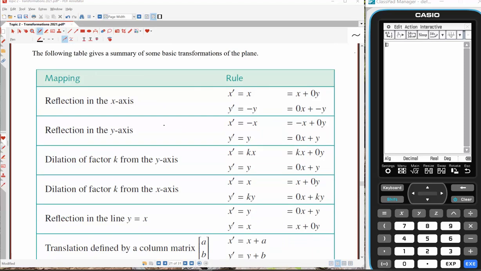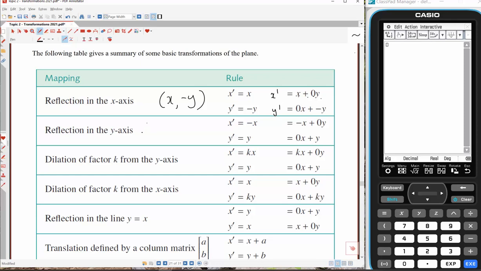So when we're reflecting in the x-axis, recall that what will happen is we do this, x comma negative y, and that could actually be written as follows. So we would have x plus 0y. So we could say that x dash equals x plus 0y, x dash equals x. And this one we could say y dash equals 0x plus negative y.